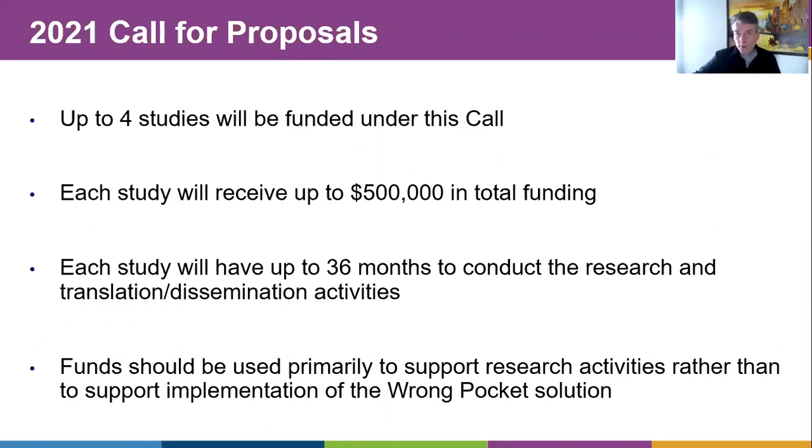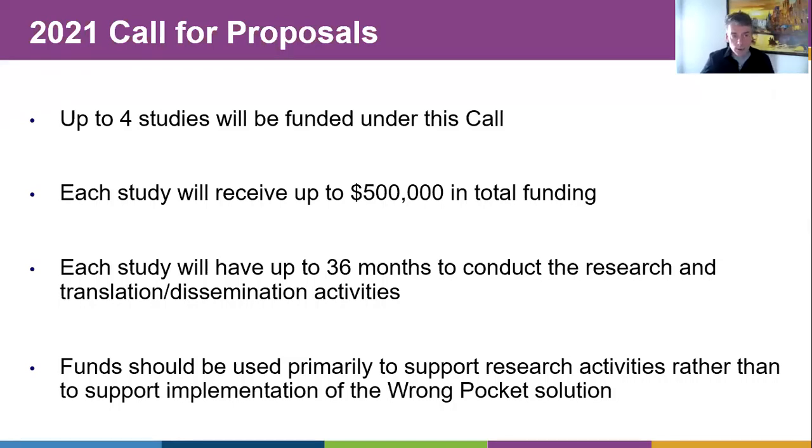So nuts and bolts of this CFP, again, we are anticipating being able to fund up to 4 new studies that will be funded under this call. Each of those successful proposals will receive up to $500,000 in total funding from the Robert Wood Johnson Foundation to support the proposed research. And each of those applicants will have up to 36 months, 3 years to implement their research and then conduct their research, translation, and dissemination activities with that funding. So awards of up to $500,000 in total costs for up to 3 years, 36 months in duration to carry out the research and the translation and dissemination activities.